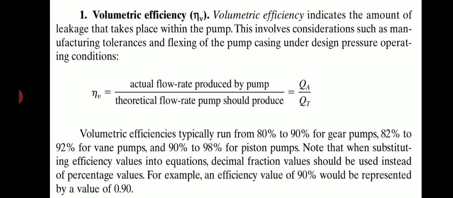Volumetric efficiencies typically run from 80% to 90% for gear pumps, 82% to 92% for vane pumps, and 90% to 98% for piston pumps. Note that when substituting efficiency values into equations, decimal fraction values should be used instead of percentage values. For example, an efficiency value of 90% would be represented by a value of 0.90.